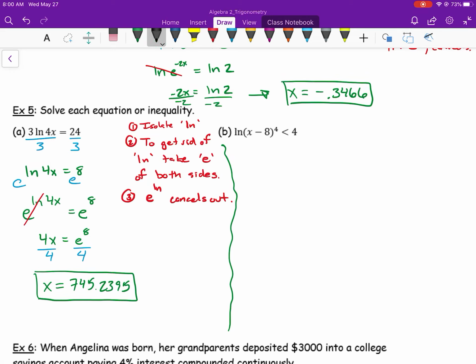All right, for B, we're going to change this problem. Make it just an equal sign, so I don't have to worry about anything. It's end of the year, so it's not a big deal. All right, now we're just going to solve. So I'm going to first take this exponent and put it out in front. So 4 natural log x minus 8 equals 4. Isolating the natural log, we'll divide by 4. The natural log of x minus 8 equals 1.